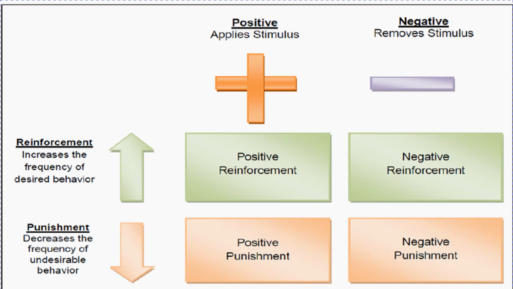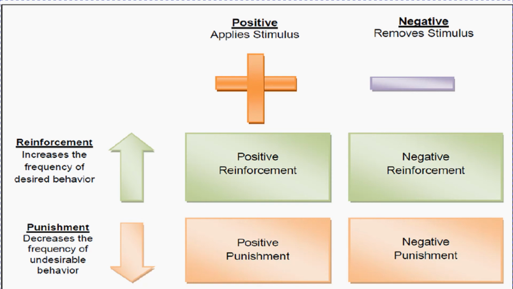Now, negative on that far left means you're going to remove something. So in the classroom, it might be that I stop criticizing a student and their attention increases. So it's removing something that students don't want. Negative punishment is taking away something that you want. So if you have your cell phone in my class and I say, I told you no cell phones, and I take away your phone. That's the difference between those terms.